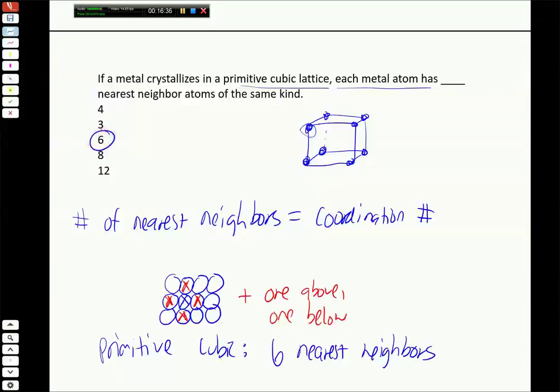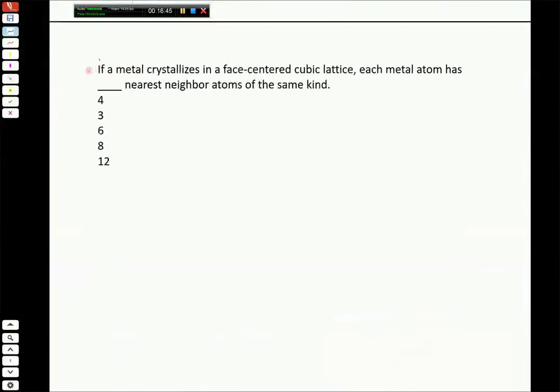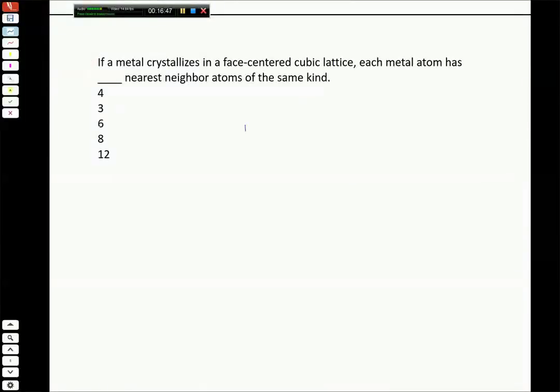So that's going to be that answer there. Because again, there's 4 in the same layer, 1 above, 1 below, that make a total of 6. So that's how I do it for primitive cubic. In this case, we're talking about face-centered cubic, which is, in some sense, the most complex crystal structure we have.